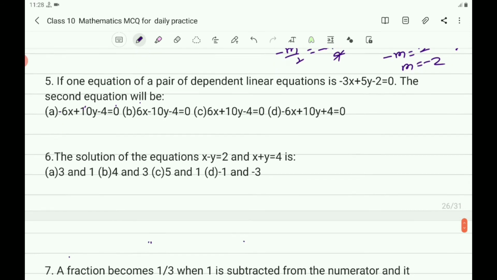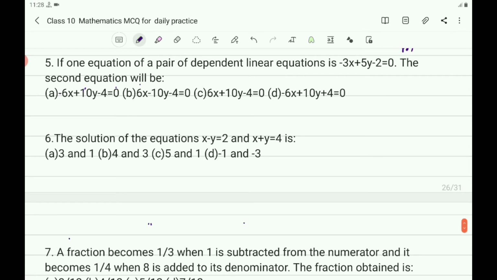Next let us take the fifth question. What is that fifth question? If one equation of a pair of dependent linear equations is minus 3x plus 5y minus 2 equals 0.